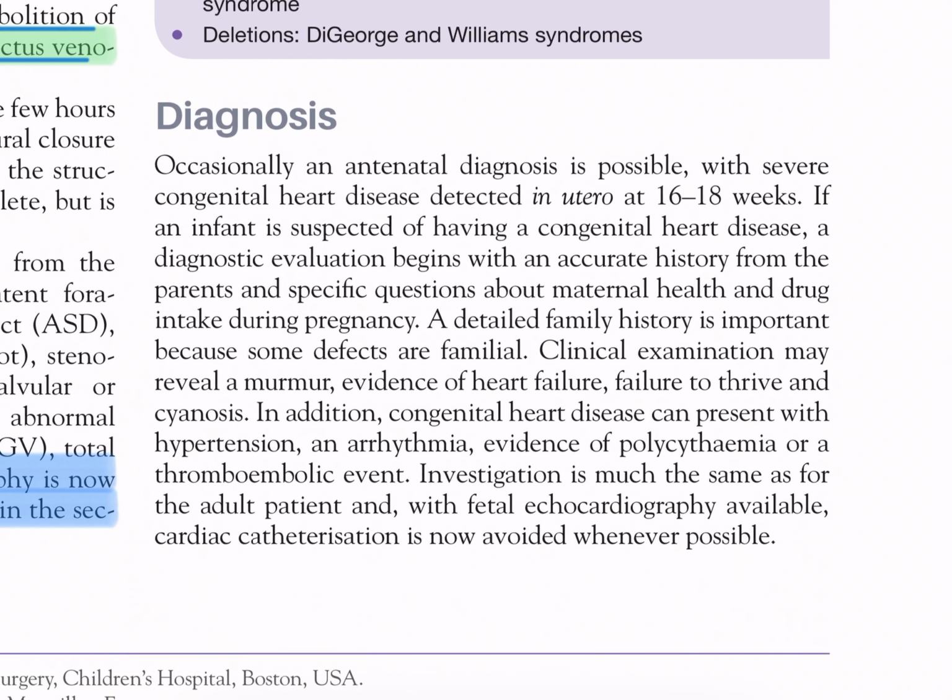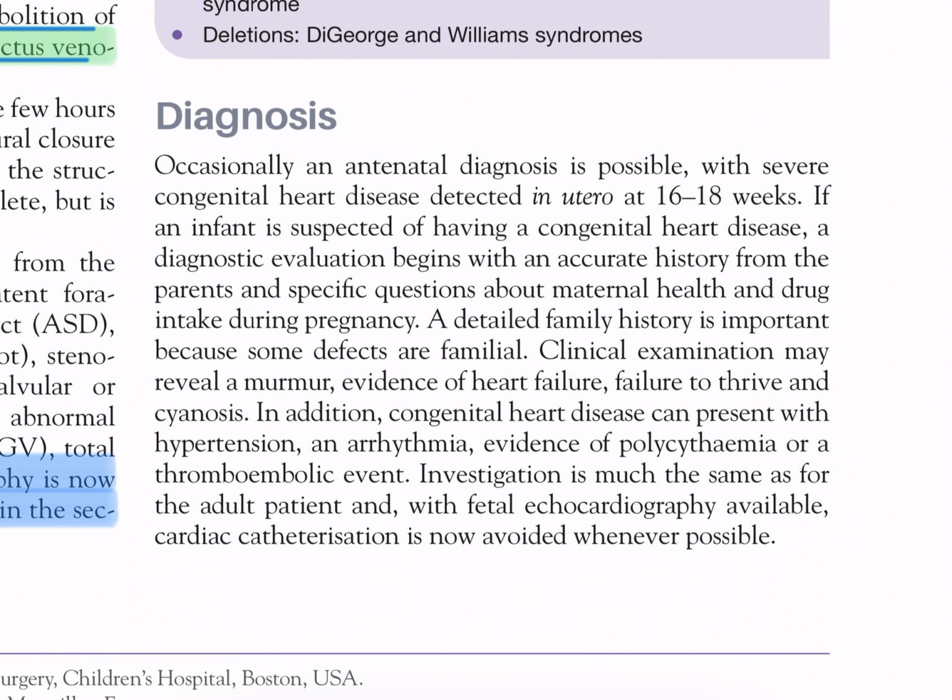Diagnosis. Occasionally an antenatal diagnosis is possible, with severe congenital heart disease detected in utero at 16 to 18 weeks. If an infant is suspected of having congenital heart disease, a diagnostic evaluation begins with an accurate history from the parents and specific questions about maternal health and drug intake during pregnancy. A detailed family history is important because some defects are familial.